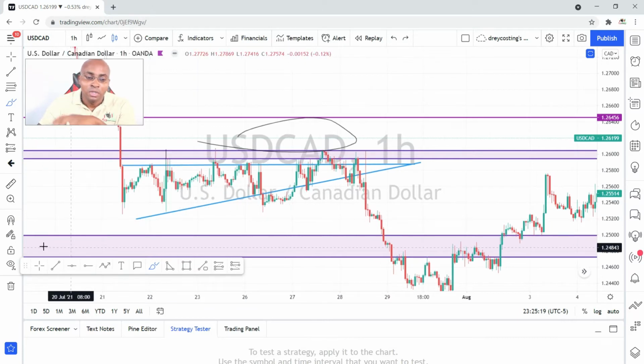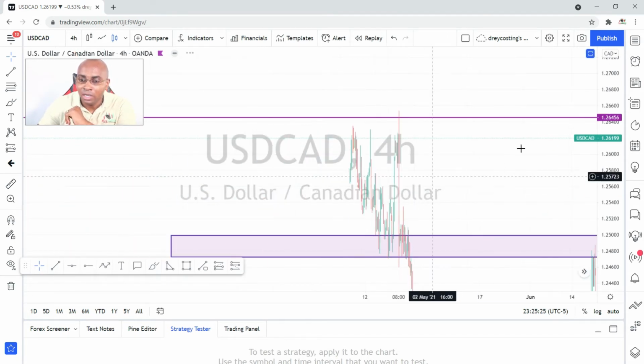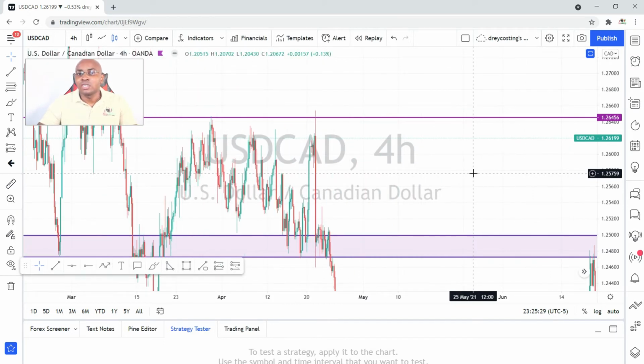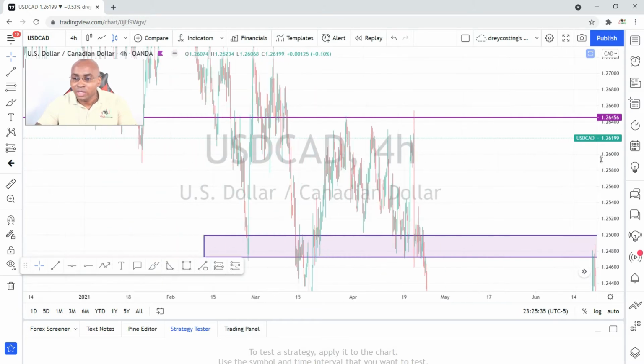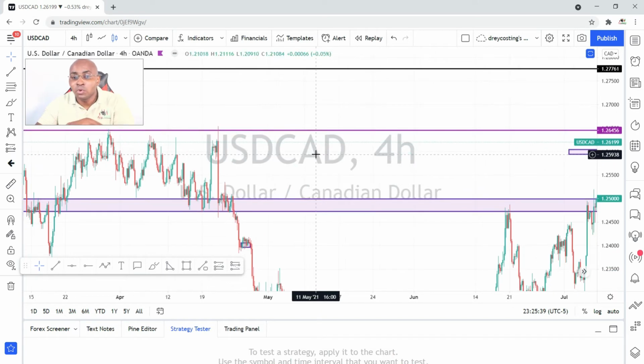So let me show one more example. You guys need to understand that these zones are very critical. So I said, for me, I like to take my entries on the supply and demand zone, and not the support and resistance that is in between them.